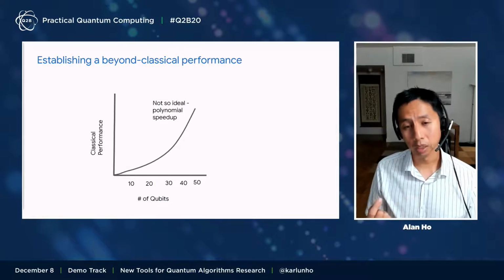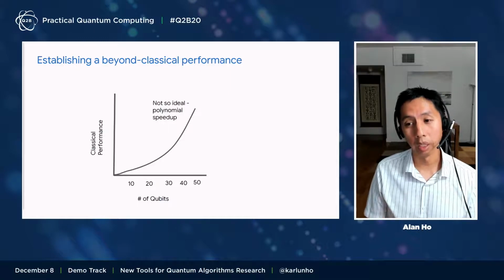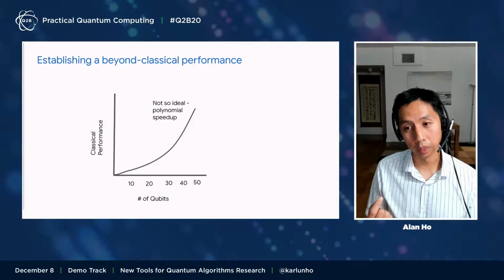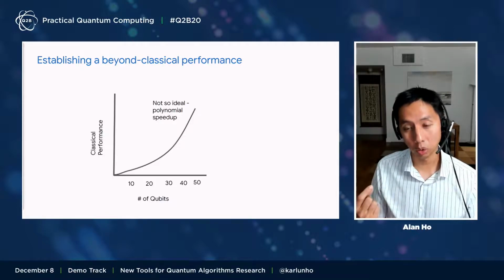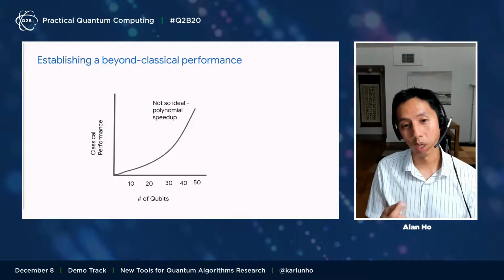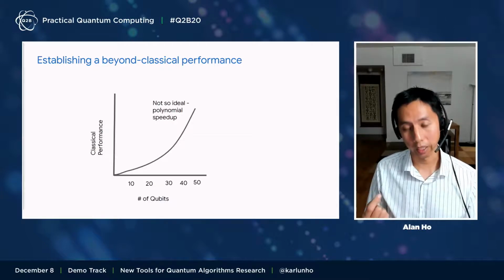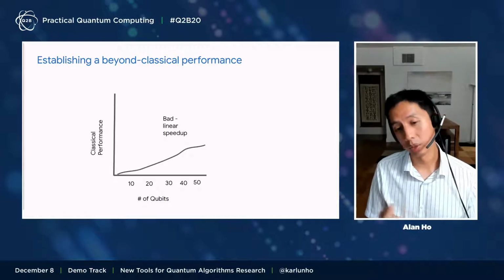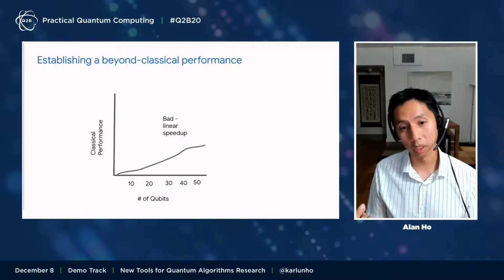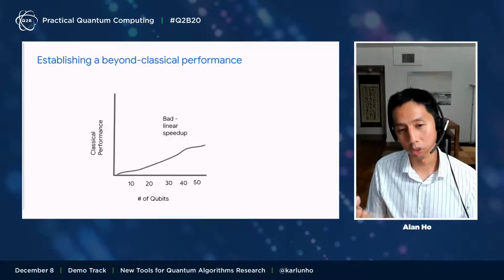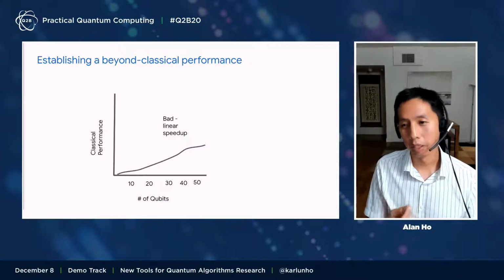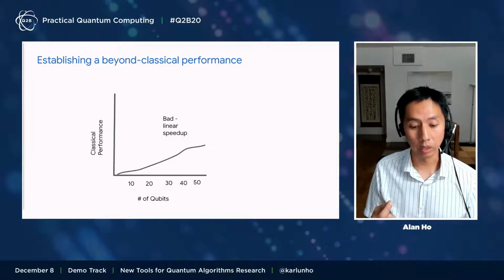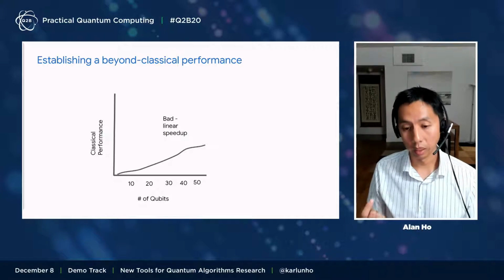A little bit less ideal is if you get a polynomial or quadratic speed up, meaning that as you increase the number of qubits or the size of your quantum computation, the classical requirements go up quadratically. And what you really don't want to see is a linear speed up, meaning that you increase the number of qubits and you see only a linear increase, because at that point you really don't have any need to even use a quantum computer in the first place.